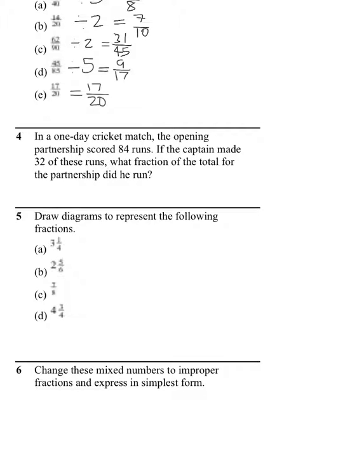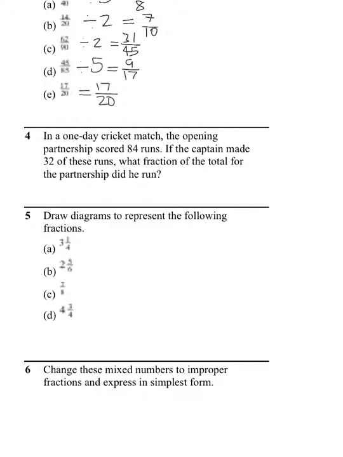Alright, in a one-day cricket match, the opening partnership scored 84 runs altogether. If the captain made 32 of these runs, what fraction of the total for the partnership did he run? So if the partnership scored 84 in total, that's going to go in the denominator. So over 84, and the captain made 32 of these runs.